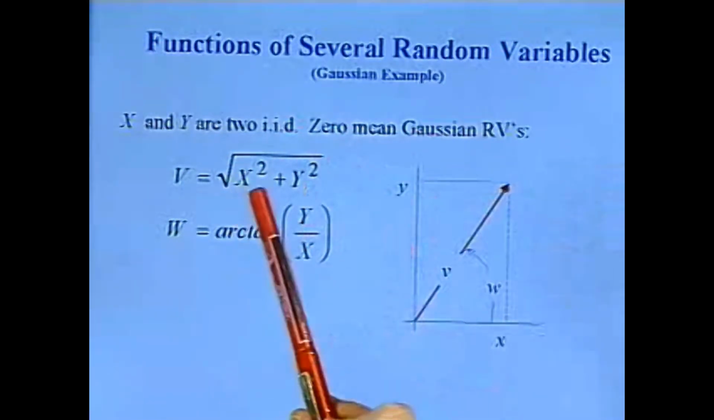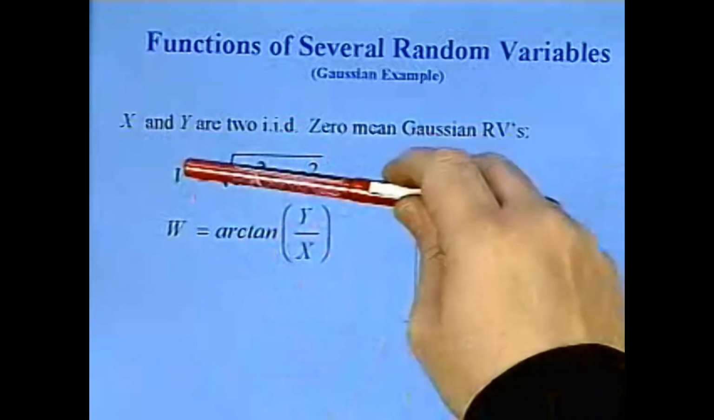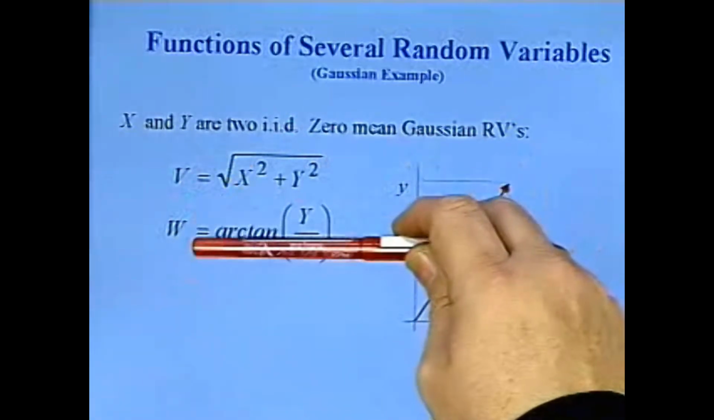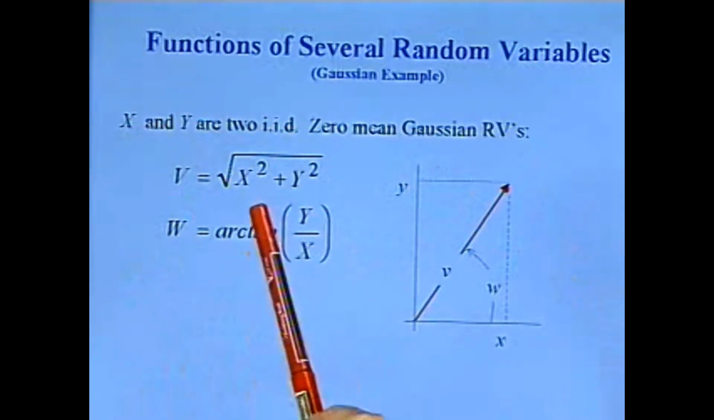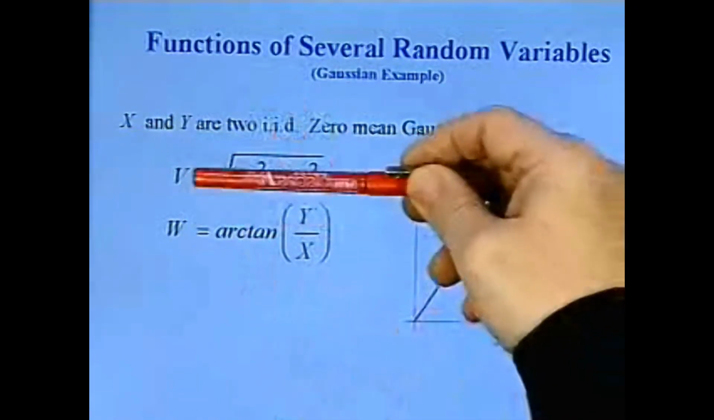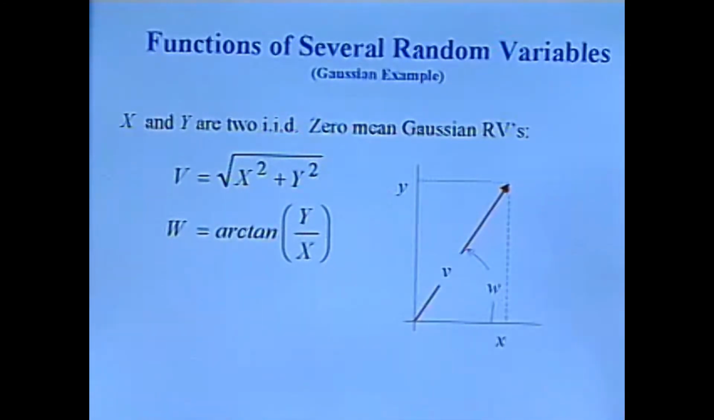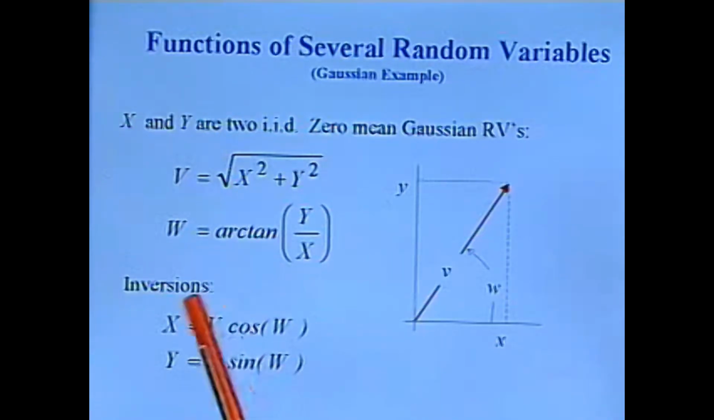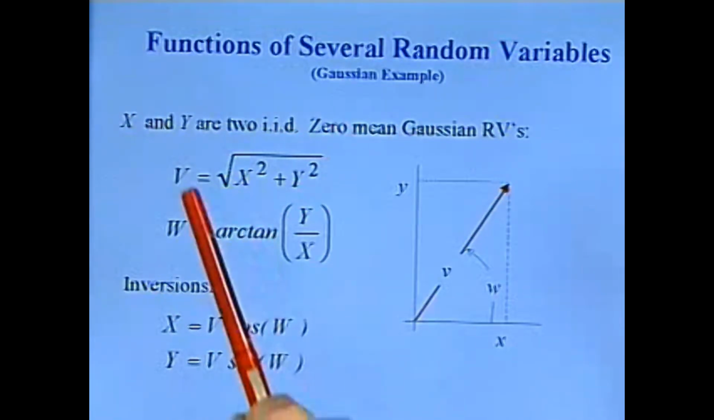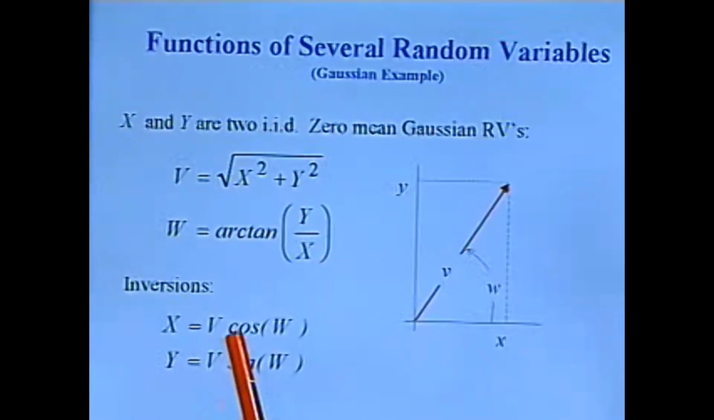We have taken two random variables, x and y, and we have made two additional random variables with them, v and w. And given the joint density function of x and y, we would like to find the joint density function for v and w. Okay? So let's proceed with the formula that we derived. Let's first of all look at the inversions. We know the inversions directly from polar coordinates. x is equal to v cosine w, y is equal to v times the sine of w, right? So these are the inversion formulas. Given v and w, we can get back x and y. So this is my h1, and this is my h2.